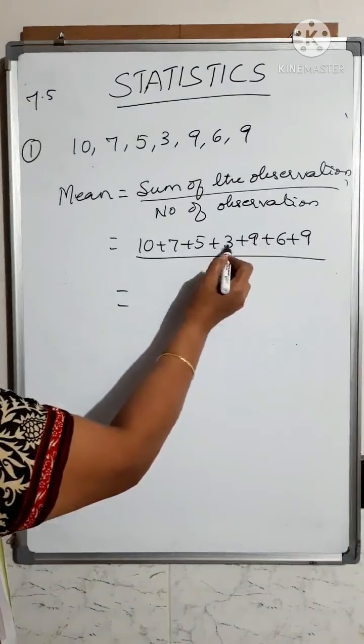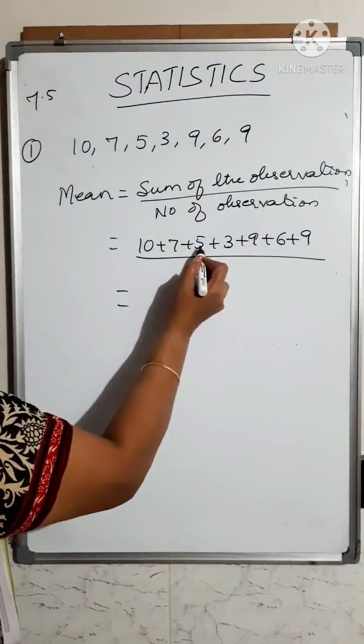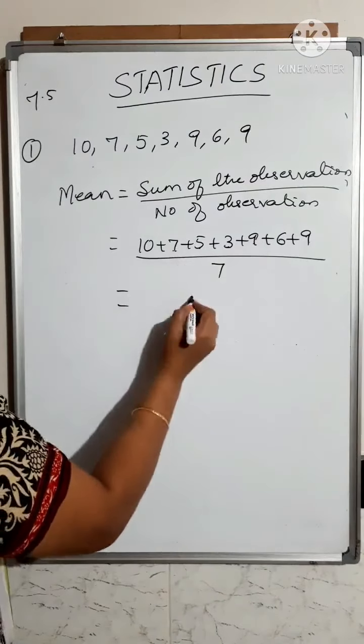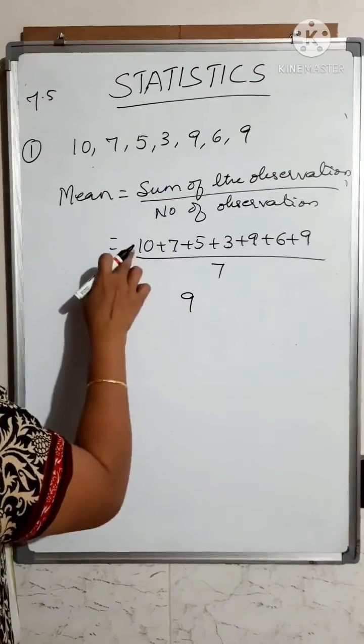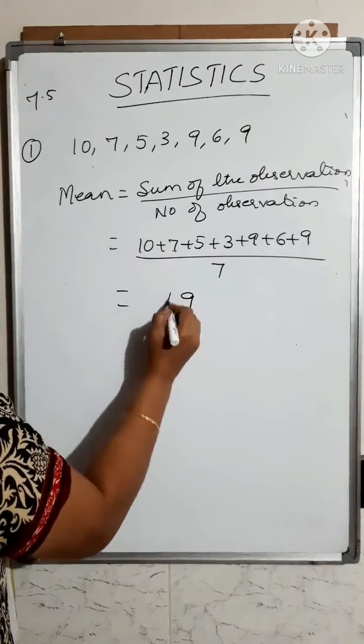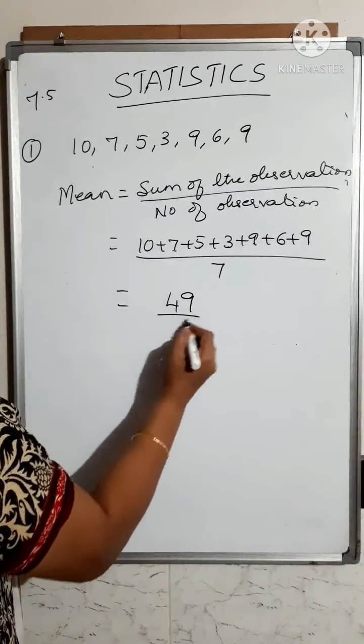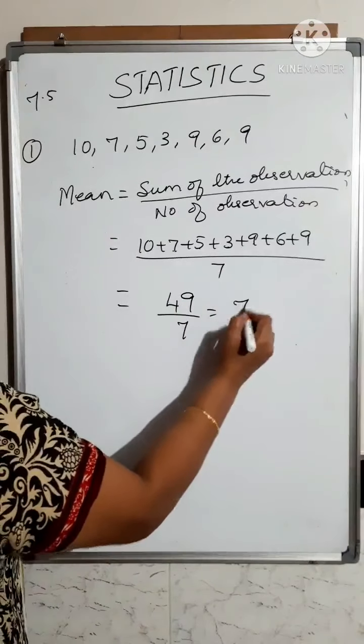27, 32, 39. Carry 3 to the next place. 3 plus 1 is 4. So you get 49 upon 7. So you get this as 7.